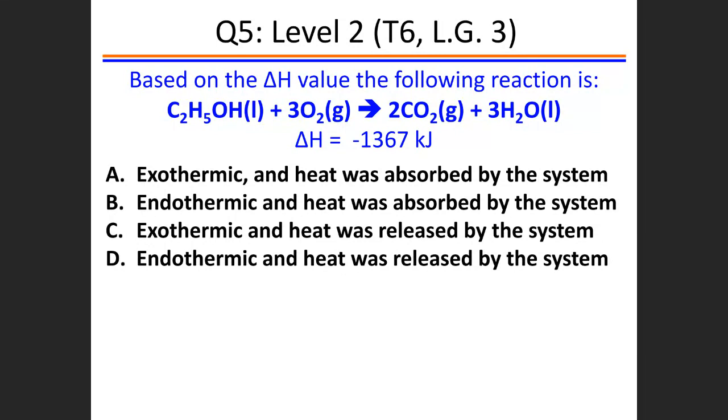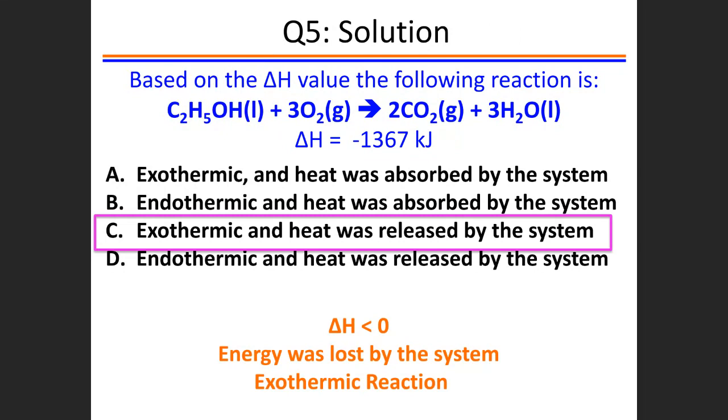Let's think like that here. Based on the delta H value, the following reaction: ethyl alcohol, liquid. At that moment, you don't need to know all the compound names. This is your basic chemistry. You just need to follow what you need to do. So this liquid compound combines with oxygen and reacts to produce carbon dioxide and water. What happens? Because we give a negative value here, this must be exothermic, and heat will be released. Yes, exothermic, and heat was released by the system.